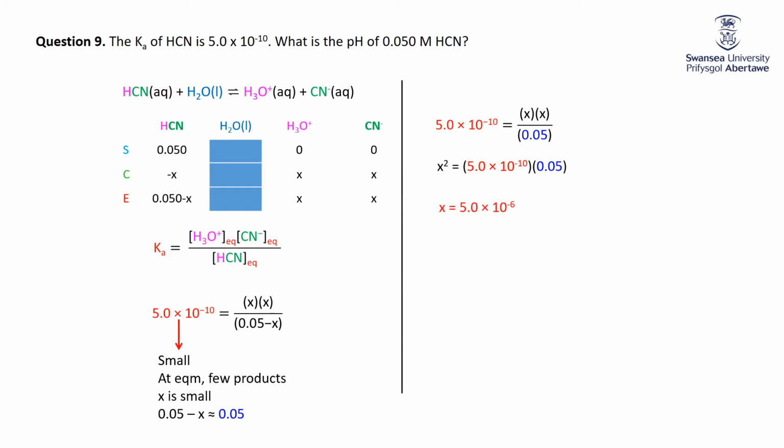x comes out to be 5 times 10 to the minus 6. I said minus, didn't I? Minus 6, 5 times 10 to the minus 6. Now you must always check your assumption.